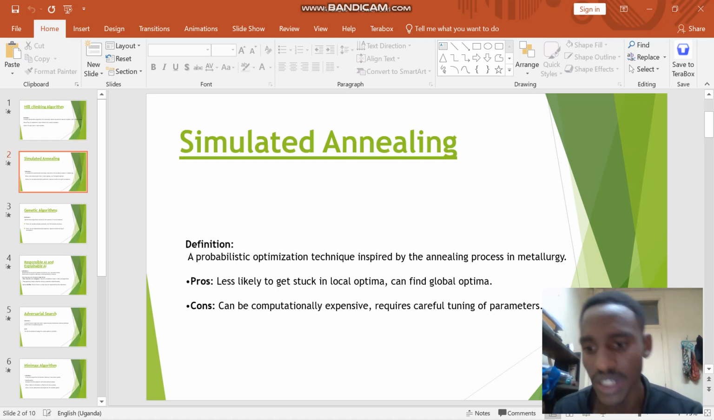we can prevent this by using the simulated annealing method, which is inspired by the annealing process in metallurgy, which is the study of metals. One of its benefits is that it's less likely to get stuck in a local optima, and you can find a global optima here. The global optima is the optimal answer, the best answer for a problem.